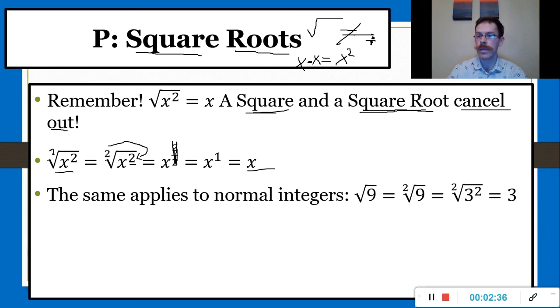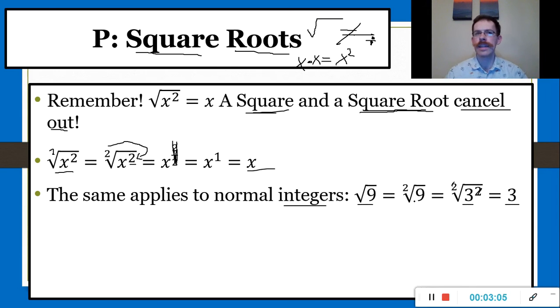And so, the same thing also applies to normal integers. I apologize, my brain just skipped a beat, I forgot what I was talking about, but integers function in the same way. If I have something like the square root of 9, I can see, oh, 9 is 3 squared. The 2s cancel out, leaving you with just 3.